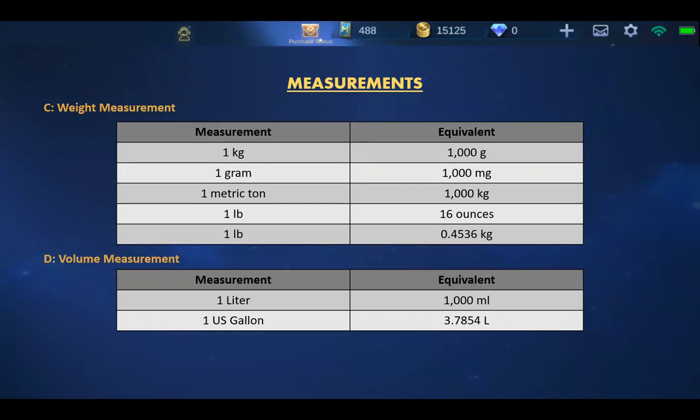We have also the weight measurement. For the weight measurement, 1 kilogram is equivalent to 1,000 grams. 1 gram is equivalent to 1,000 milligrams. 1 metric ton is equivalent to 1,000 kilograms. 1 pound is equivalent to 16 ounces. 1 pound is equivalent to 0.4536 kilogram. For the volume measurement, 1 liter is equivalent to 1,000 milliliters and 1 US gallon is equivalent to 3.7854 liters.